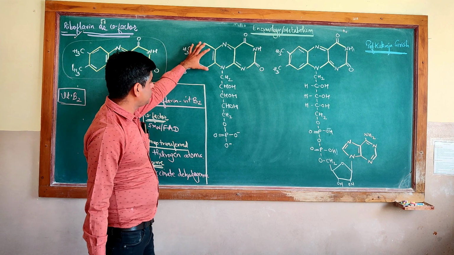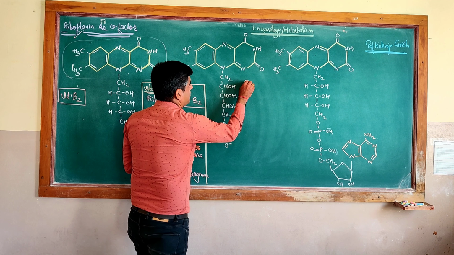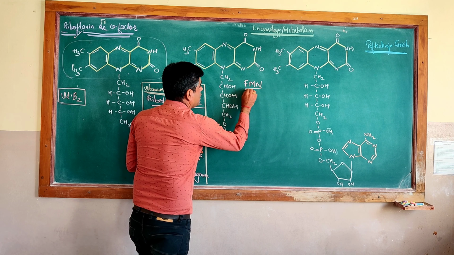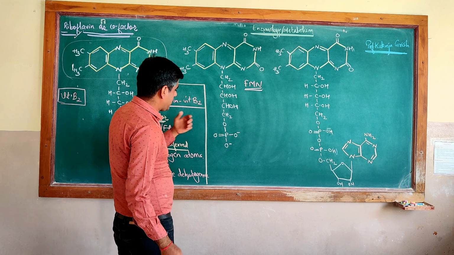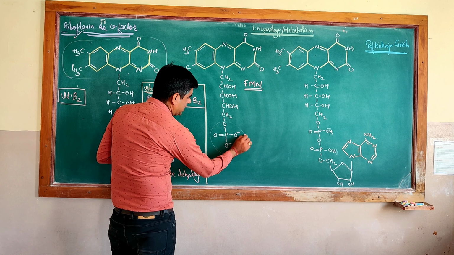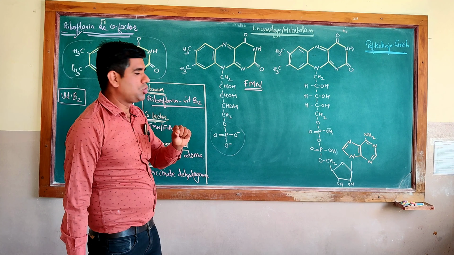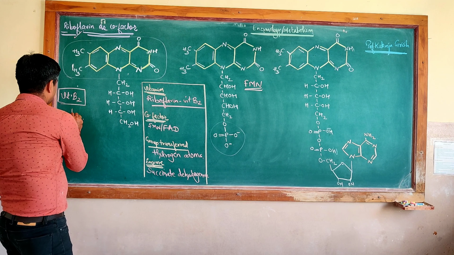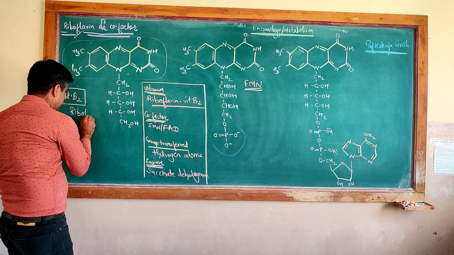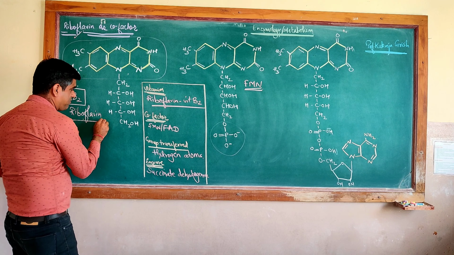If you look at this structure, this is the structure of FMN, that is your flavin mononucleotide. You can see this is a pentose which is then attached to this phosphate, which gives it the structure of flavin mononucleotide. So here you can see this is your riboflavin, right? And then this is your FMN.